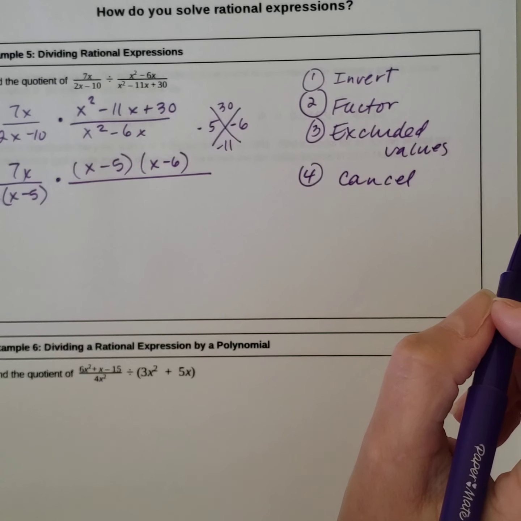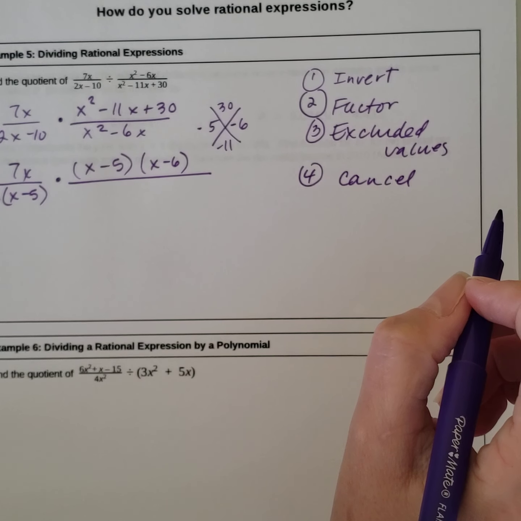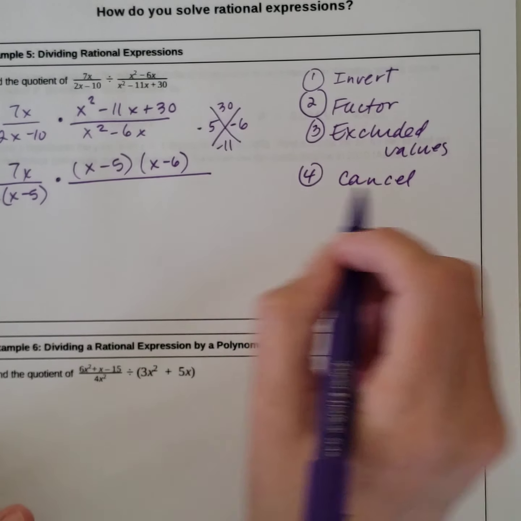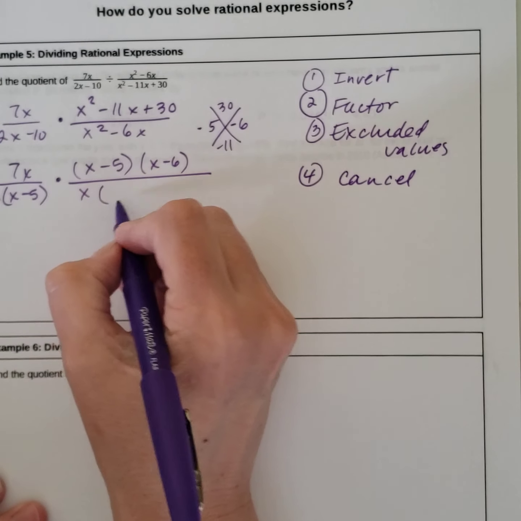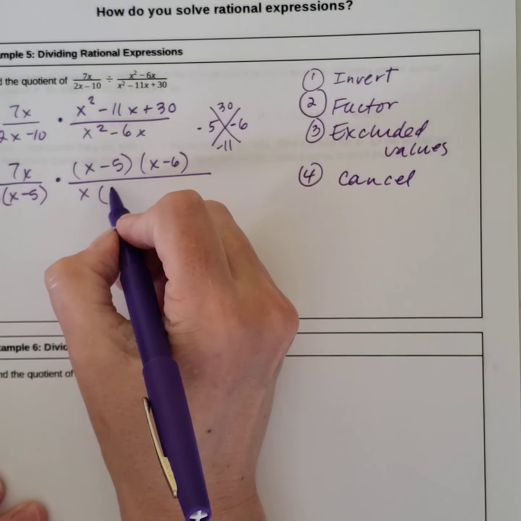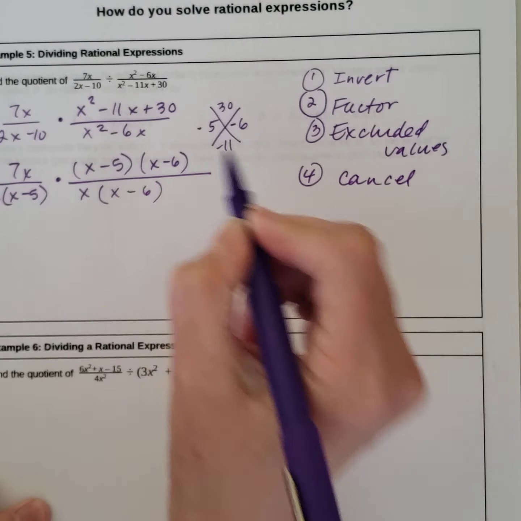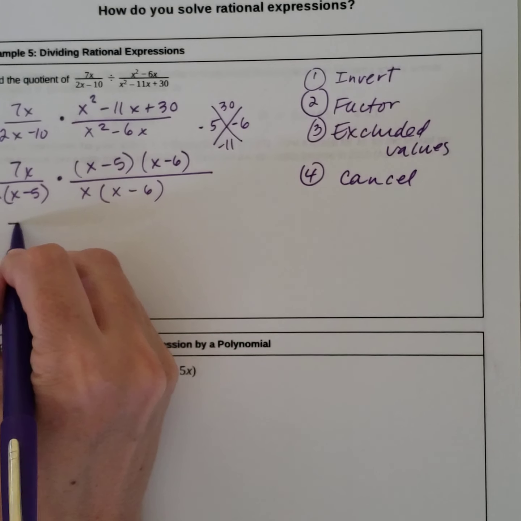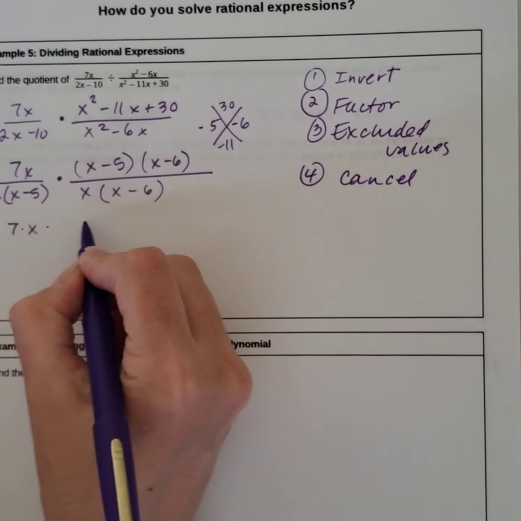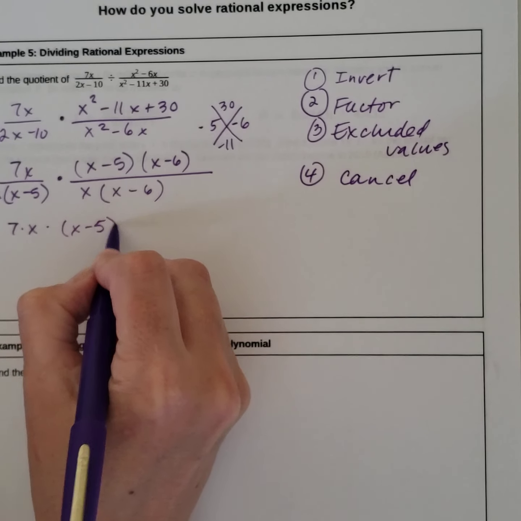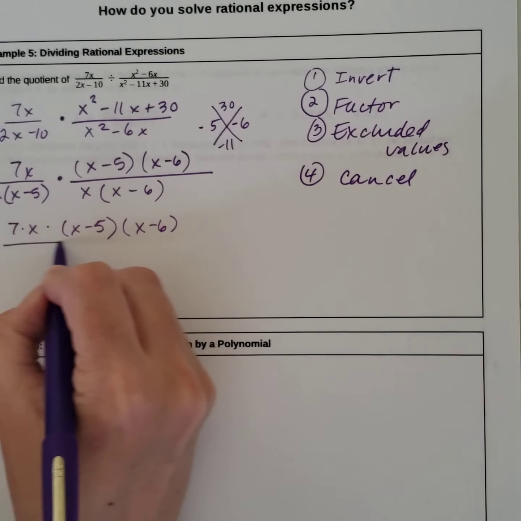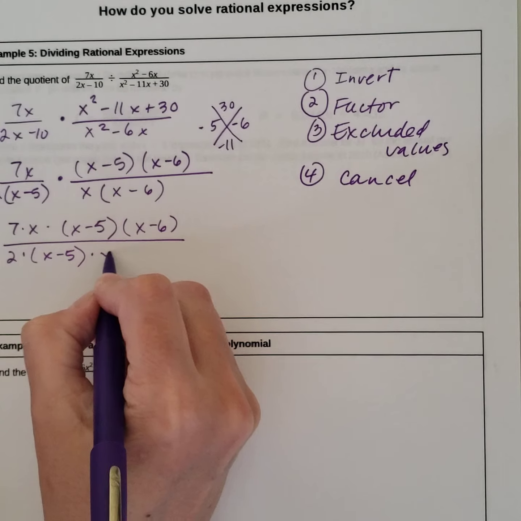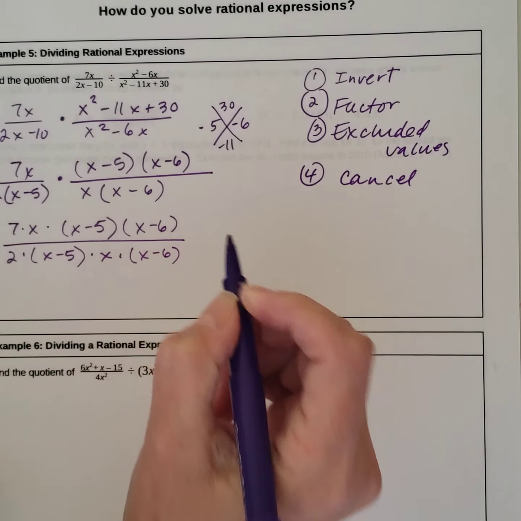On the bottom we have x squared minus 6x. We don't have a trinomial, but we have 2 terms, and it looks like we can factor out an x. So if we factor out an x, then we have x minus 6. So we can smush it all together. We have 7 times x minus 5 times x minus 6, all over 2 times x minus 5 times x minus 6.